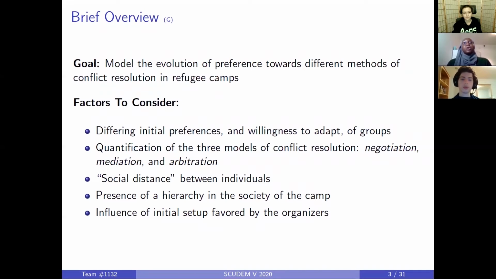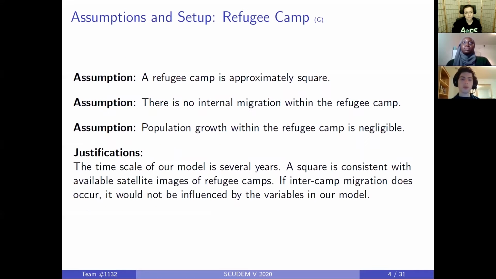Our goal for this model was to model the evolution of preference towards different methods of conflict resolution in refugee camps. Some factors we considered are differing initial preferences and willingness to adapt of groups, quantification of three methods of conflict resolution: negotiation, mediation, and arbitration, social distance between individuals, presence of a hierarchy in the society of the camp, and influence of initial setup favored by the organizers.